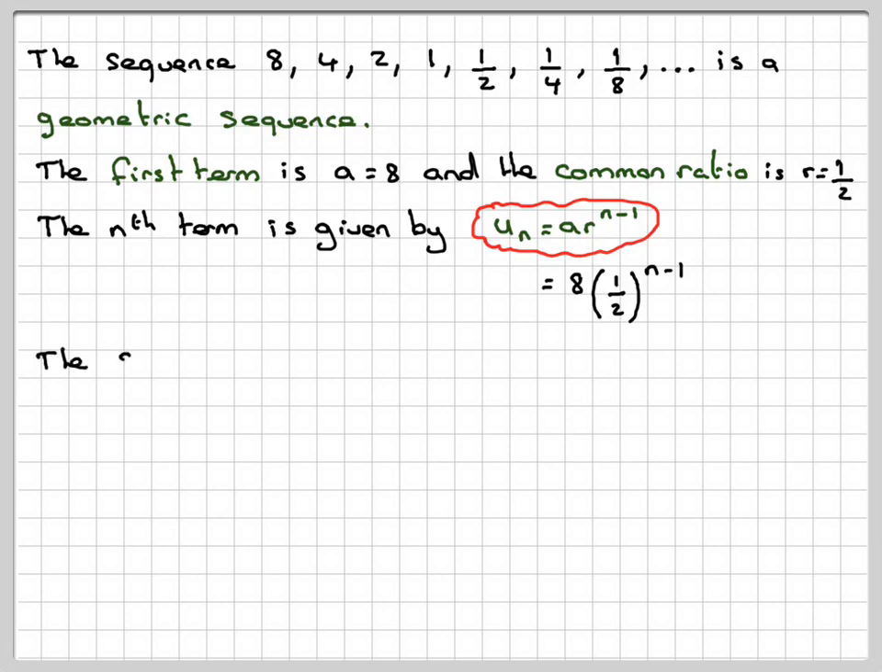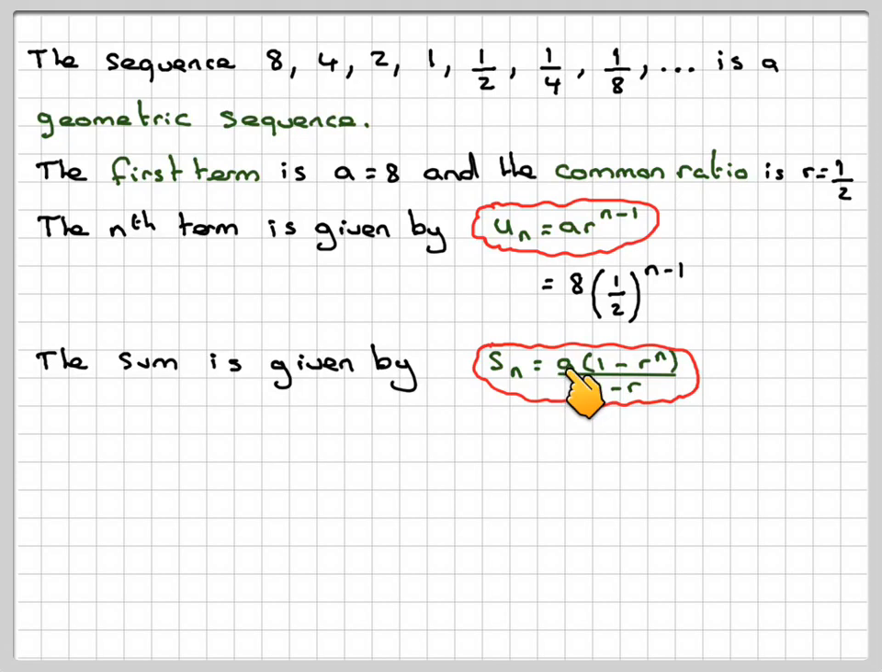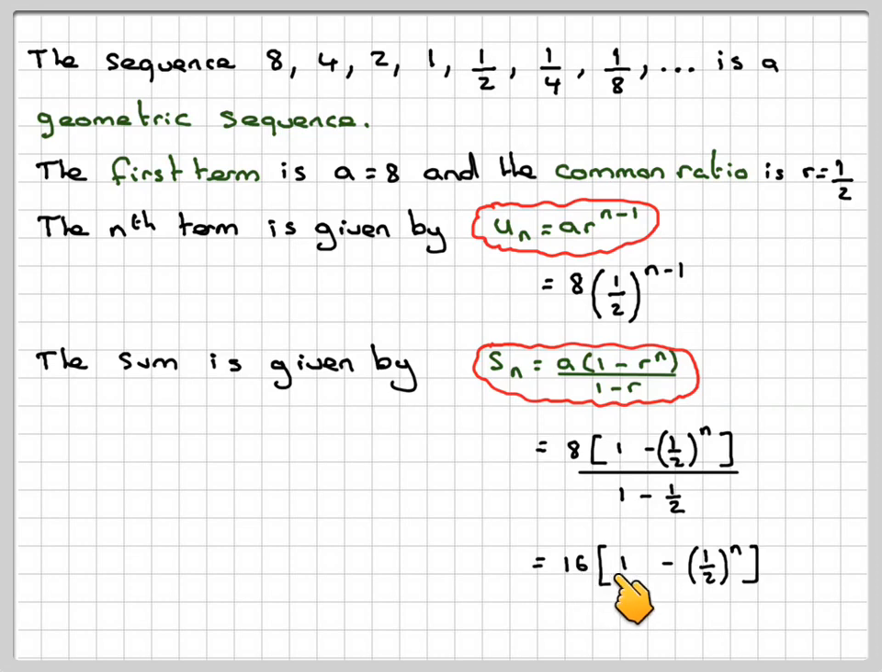Now, more interestingly, the sum is given by Sn equals the first term, brackets 1 minus the common ratio to the power of n, divided by 1 minus the common ratio. So in this case, that's going to be 8, the first term, times 1 minus a half to the power of n, over 1 minus a half. Now, 1 minus a half is a half. 8 divided by a half gives me 16. So this will come down to 16 times 1 minus 1/2 to the power of n.